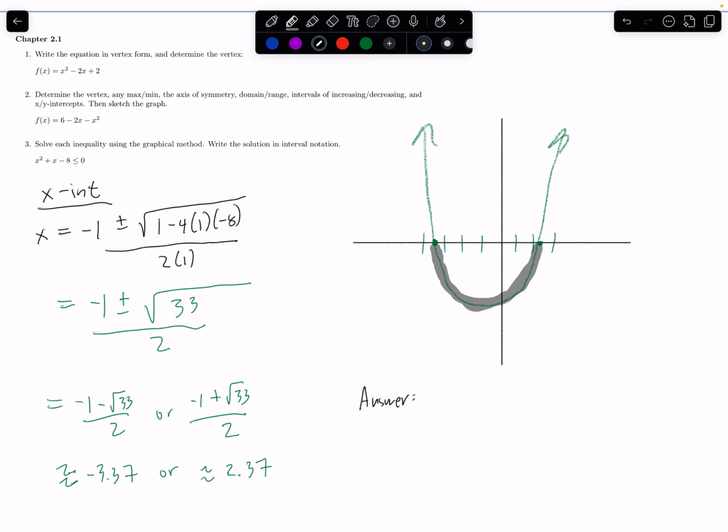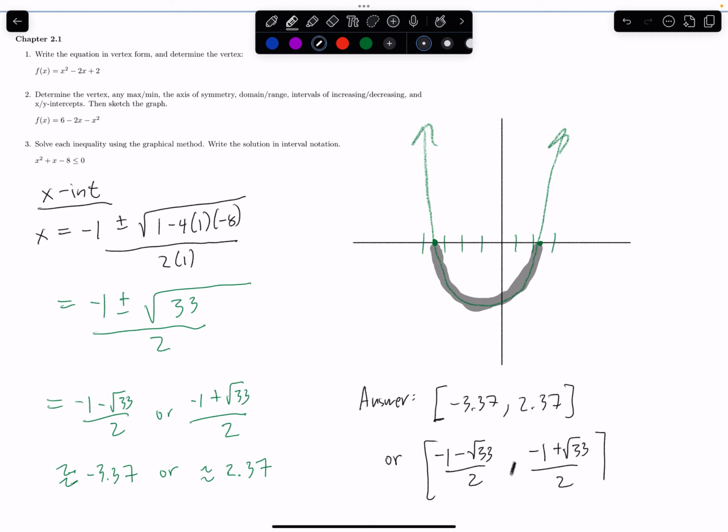Where is x squared plus x minus 8 less than or equal to 0? Well, less than or equal to 0 means it can be 0. So negative 3.37 to positive 2.37. Or if you want a more exact answer, in this question, I think we didn't specify whether to round or not. So if I'm grading you, I would accept either version as correct. Yeah. Okay, so there you go, guys. That's it.